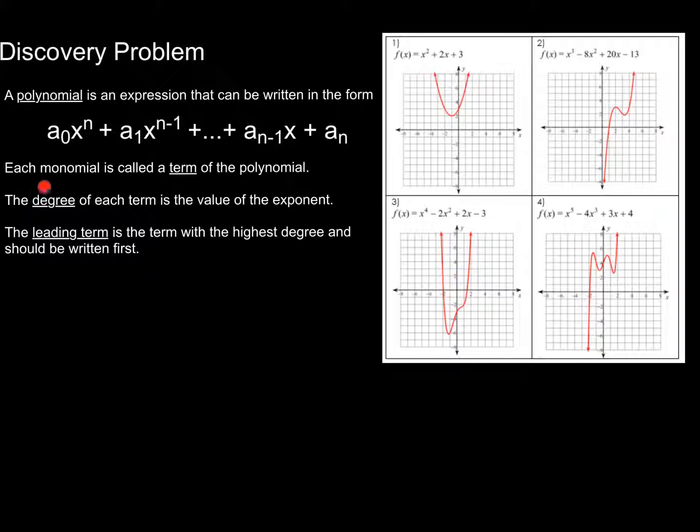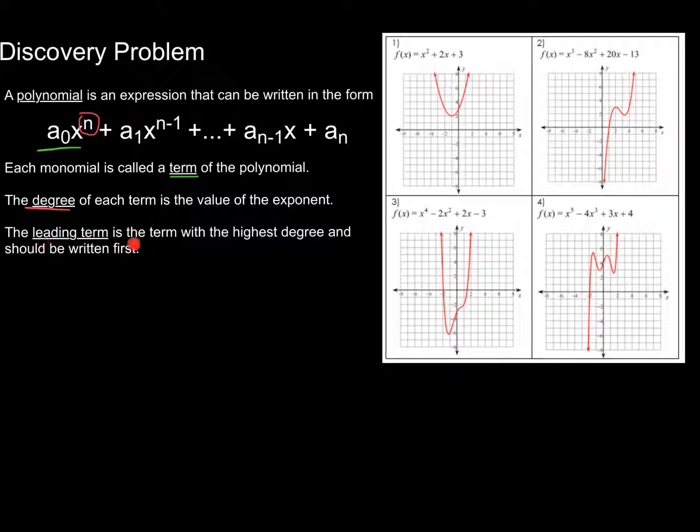Now next, we say that each monomial is called a term of the polynomial. Poly means many, and that's why you have many terms, and a monomial is just one of them. So if we refer to a certain term, we're referring to just one of the pieces of the polynomial. I'll go ahead and color code this for us. All right, the degree of each term is the value of the exponent for that particular term. So for the first term, for example, the degree is whatever the value of the exponent n is.